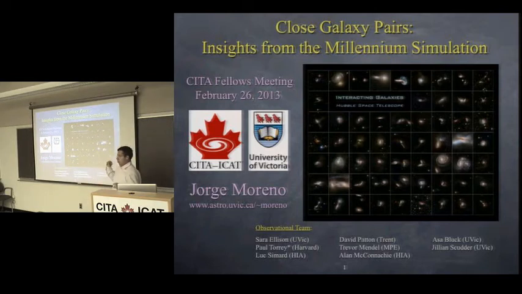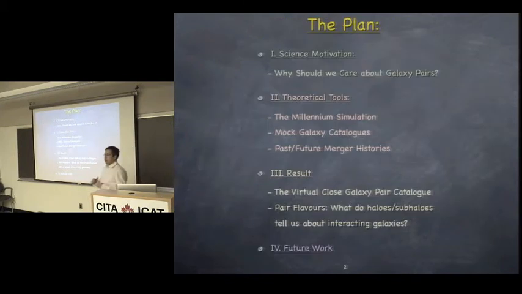And in particular, I'm looking at galaxy pairs. So in the first part of the talk, I'll try to explain why looking at galaxy pairs is so important and awesome, and maybe you should drop everything you're doing and think about this, at least for a little while. Also, I'll talk a little bit about my tools. I use the Millennium Simulation to track these pairs back in history. And I make more catalogs, and I do a bunch of things.